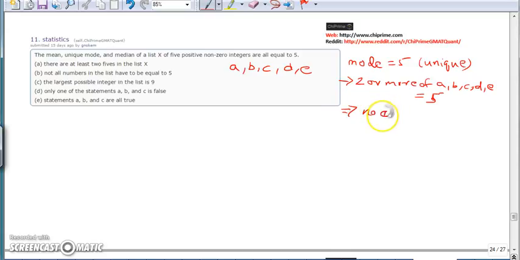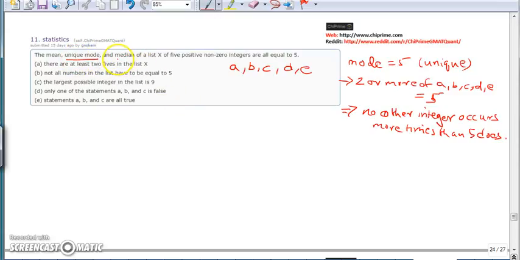And two, no other integer occurs more times than 5 does. Right? Because the mode is unique, and the mode is the most frequent occurrence, and that happens to be 5. So there's at least 2 5s in A, B, C, D, and E. So that's one thing we get from the unique mode being equal to 5.